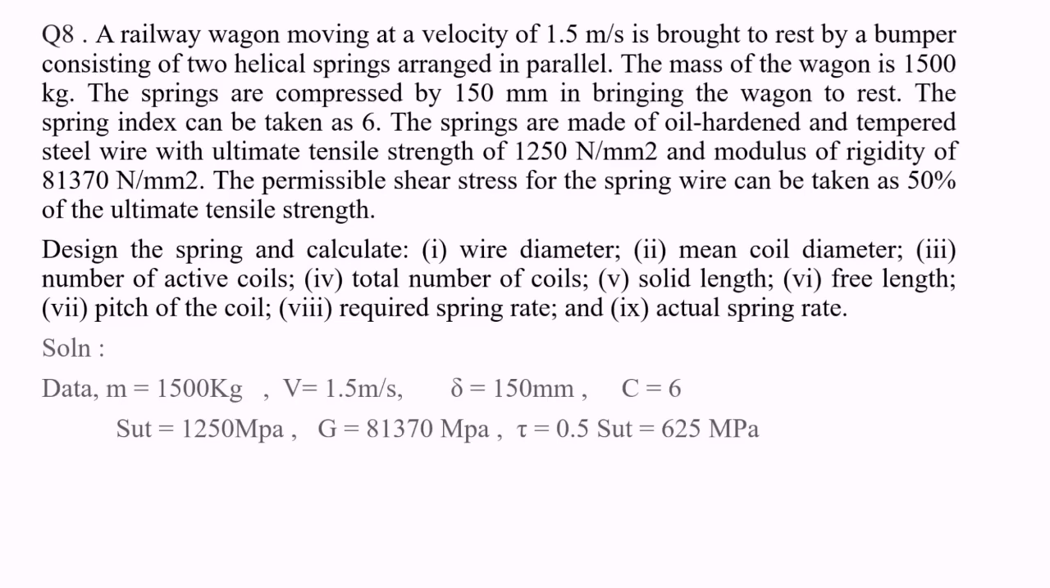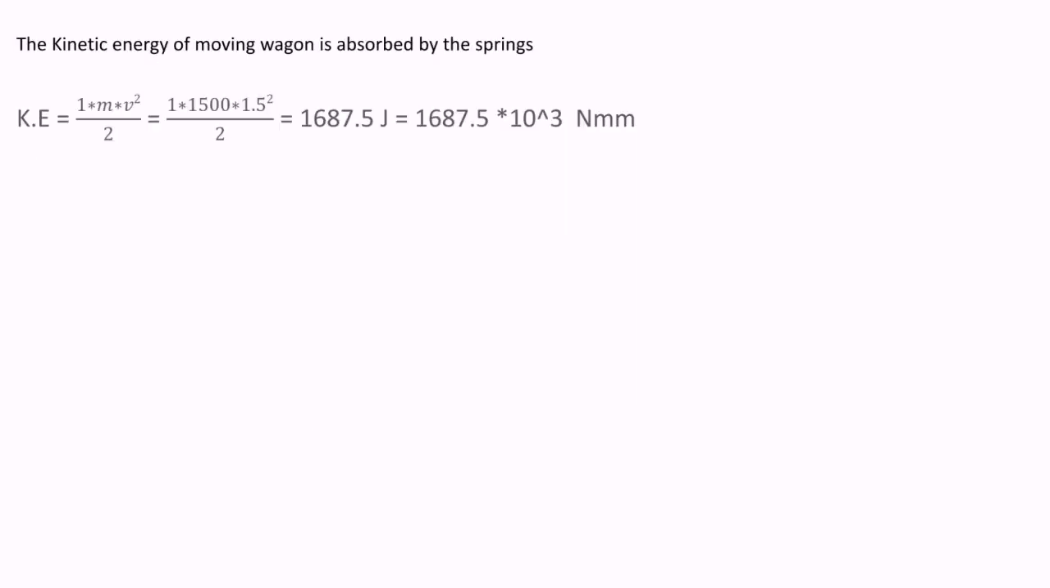Again here we are not given what is the force acting on the springs. So our first step will be to find out the force acting on the spring, and the rest of the procedure will again be the same. To find out the force acting, let us start with the kinetic energy. While hitting the bumper, the kinetic energy of a moving wagon is absorbed by the springs. Hence I can write kinetic energy equal to half mv square. So I will get the value of kinetic energy as 1687.5 into 10 raised to 3 Newton mm.